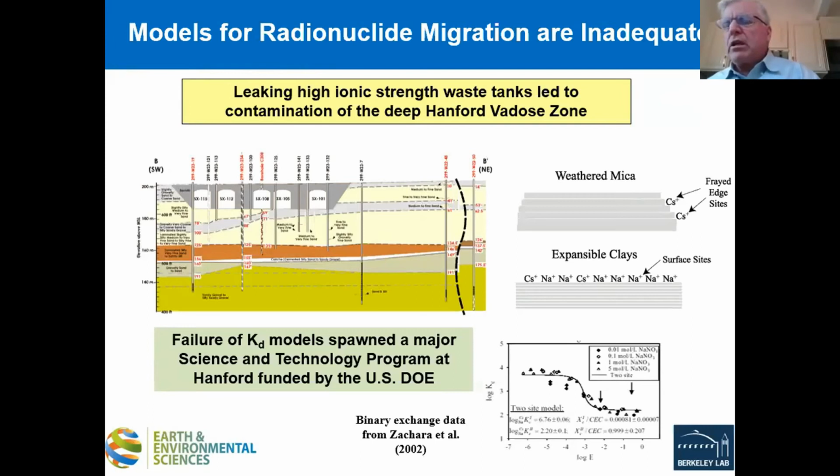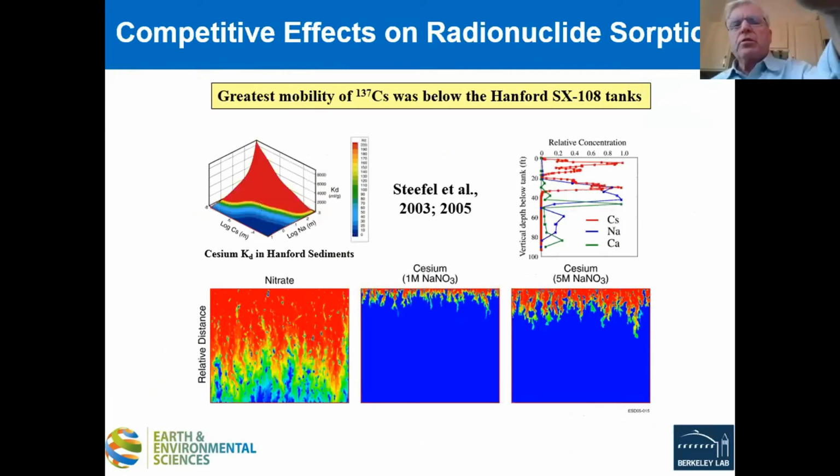But again, what we need here is more like a cation or ion exchange model to capture the competition. That's shown in the next slide. Basically, if you look in the upper left, this plot of the cesium KD in Hanford sediments, you see that the KD is a function of both cesium, the more you load it, the more you run out of those strong frayed edge sites and you have to use up those planar sites, but also competing with sodium. In other words, if the sodium concentration is high enough, it starts to compete with the cesium.